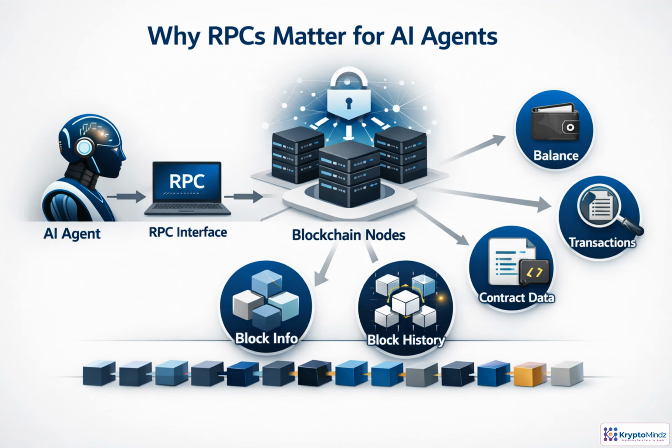AI agents usually do not read a blockchain by connecting to the chain directly. Instead, they ask a node through an RPC endpoint. Think of RPC as the agent's query language for on-chain context. Calls like eth_getBalance, eth_call, eth_getLogs, and transaction receipt lookup return the facts the agent needs: balances, contract state, events, blocks, and confirmations. If that access is slow, stale, or unreliable, the agent's reasoning becomes unreliable too.